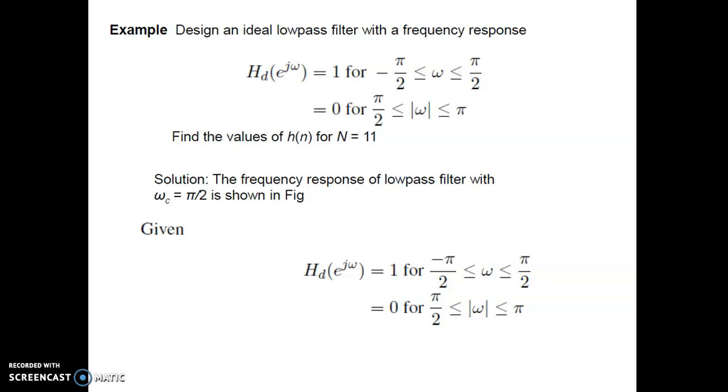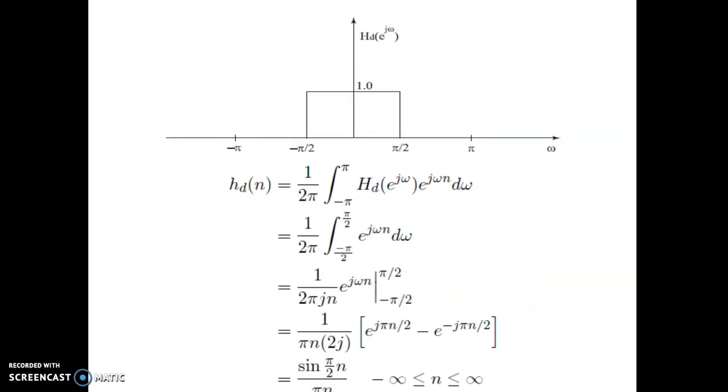So what we see is Hd of e raised to power j omega is equal to 1 for minus pi by 2 less than or equal to omega less than or equal to pi by 2, and it is equal to 0 for pi by 2 less than or equal to absolute value of omega less than or equal to pi. If you show the frequency response plot, you have a plot going from minus pi to pi, and we have Hd of e raised to power j omega equal to 1 only from minus pi by 2 to pi by 2.